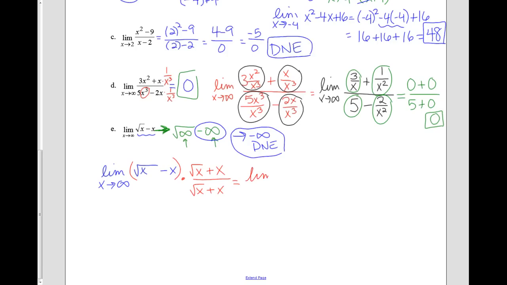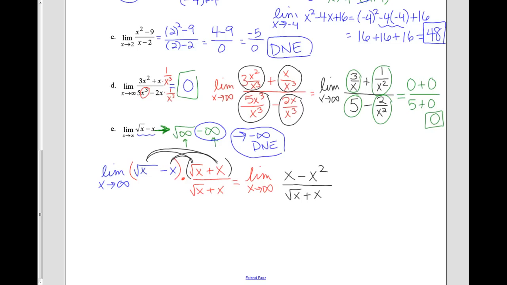So this makes my problem much uglier. But again, I like ugly things with infinity. So on the top, I would be FOILing or multiplying this out. The square root of x times the square root of x is x. The square root of x times positive x, and negative the square root of x times the square root of x, those are going to cancel each other out. And my last term would be negative x squared. That's the whole reason I like the conjugate, is it gets rid of my square roots, right? So on the bottom, I've got the square root of x plus x.